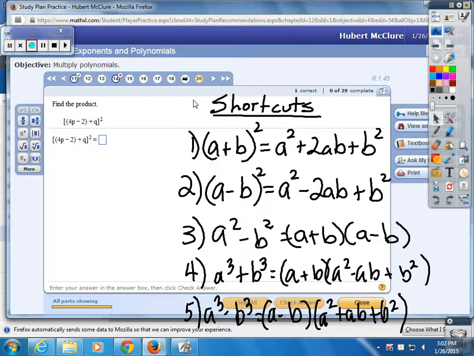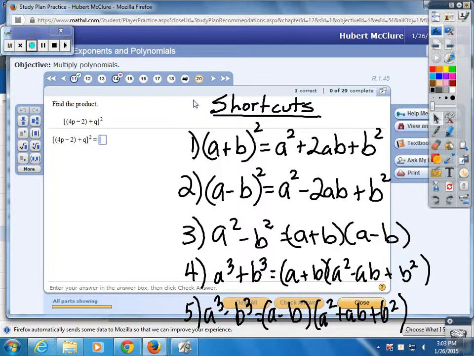Which one? Oh, that one. Yeah, 4p minus 2 plus q, raised to the second power. Looks like number 1, Hubert. That's right, class. Looks like number 1. Why?